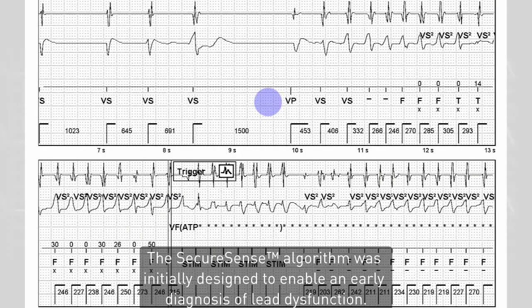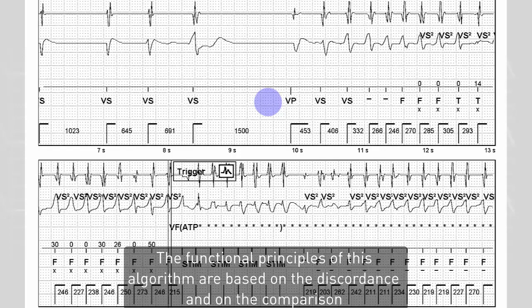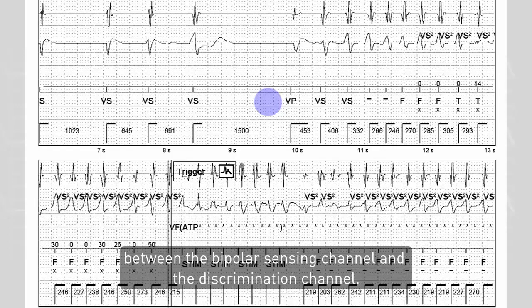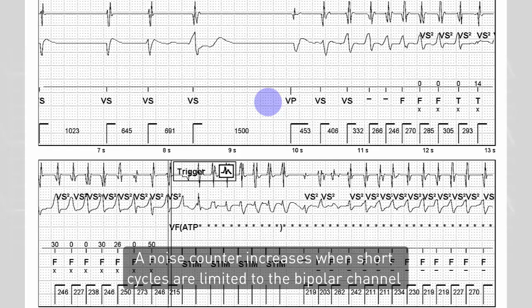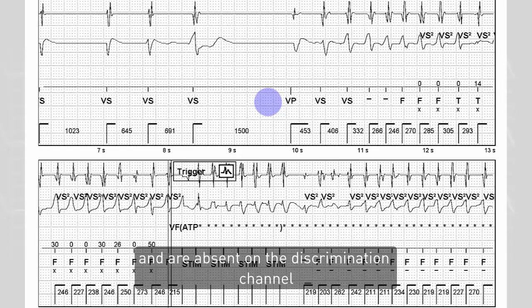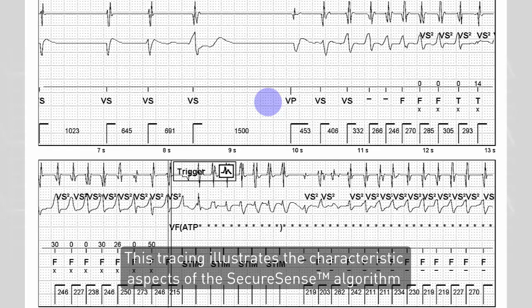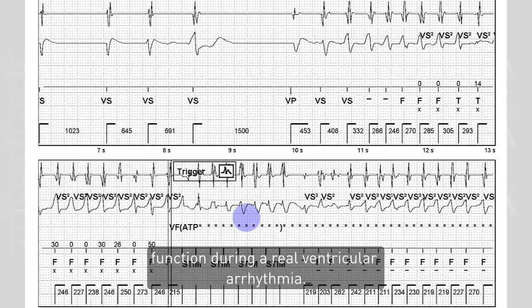The SecureSense algorithm was initially designed to enable an early diagnosis of lead dysfunction. The functional principles of this algorithm are based on the discordance and on the comparison between the bipolar sensing channel and the discrimination channel. A noise counter increases when short cycles are limited to the bipolar channel and are absent on the discrimination channel. This tracing illustrates the characteristic aspects of the SecureSense algorithm function during a real ventricular arrhythmia.